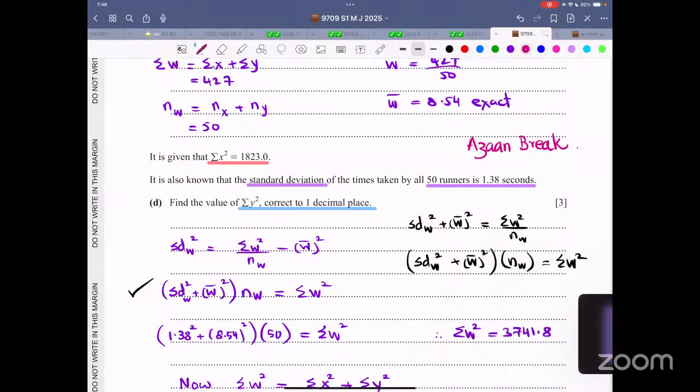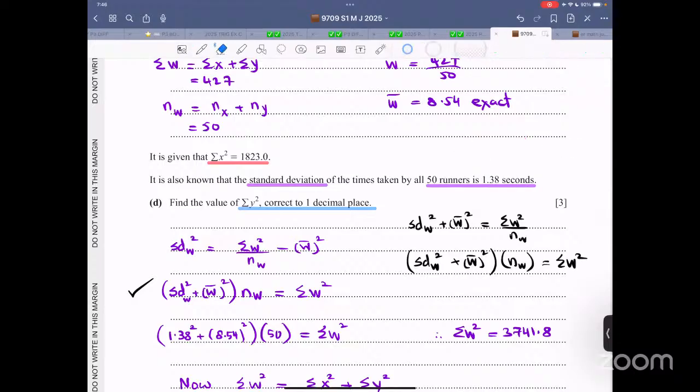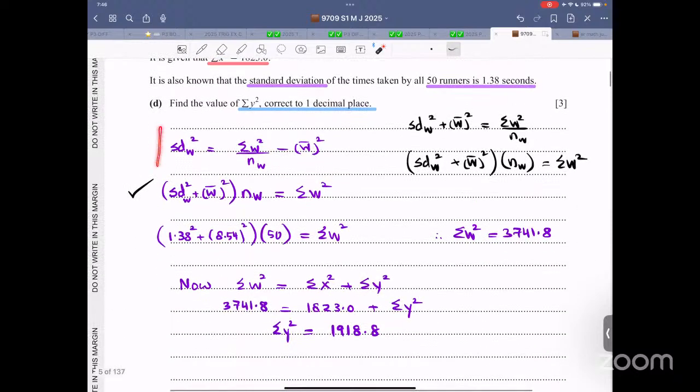Okay, people, let's continue. It is also given that sigma X square is this much. It is also known that the standard deviation of the times taken by all 50 runners is 1.38 seconds. Find the value of sigma Y square. First of all, let's start the working from here. Sigma square for the group is sigma W square over the number of people in the whole group minus W bar square. Now simply make sigma W square the subject.